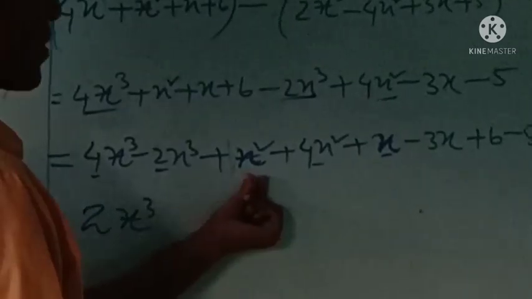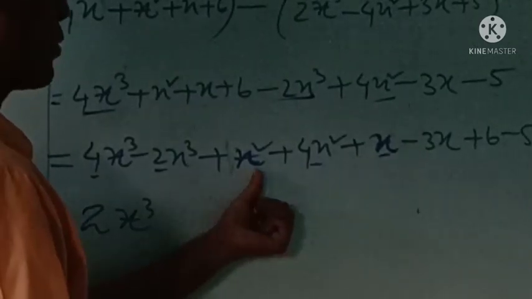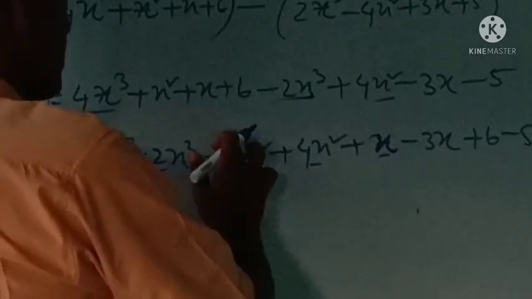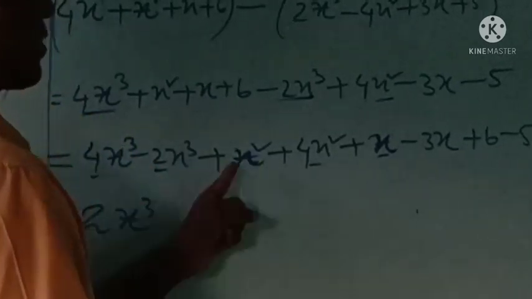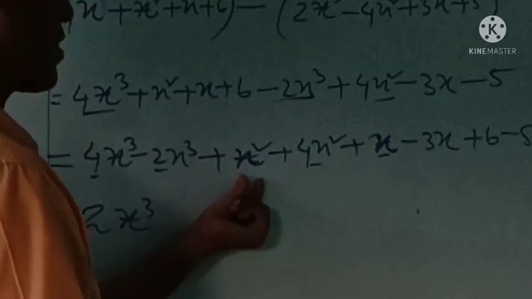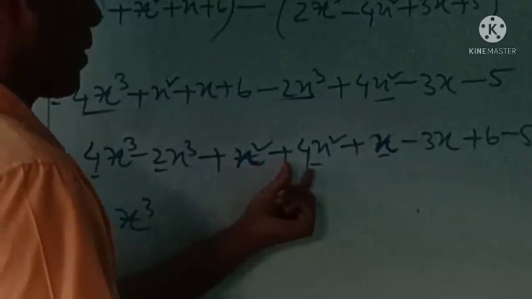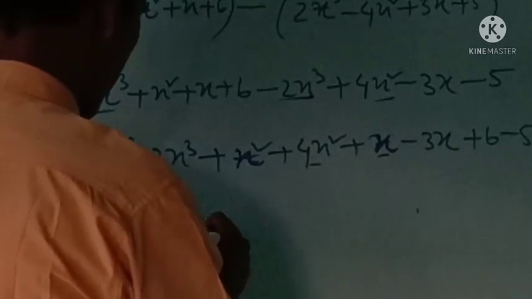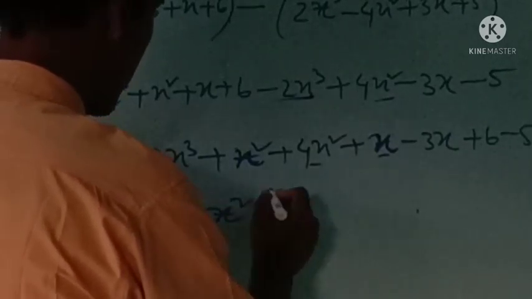Then here we got x square plus 4x square. Coefficient of x square, here nothing is there. Nothing means if there is no numeric coefficient then we'll consider it as 1, so 1x square plus 4x square, 1 plus 4, 5x square, okay, 5x square.